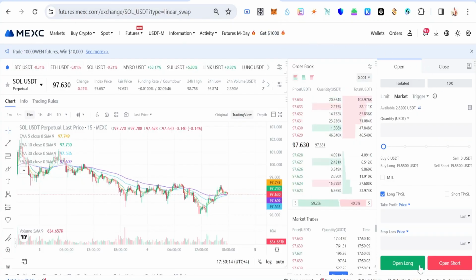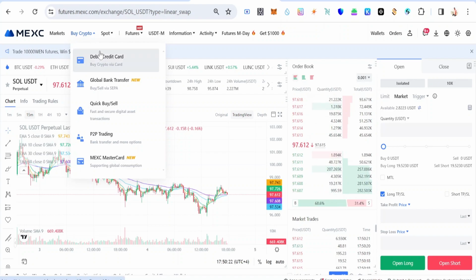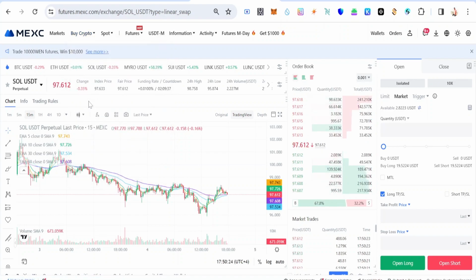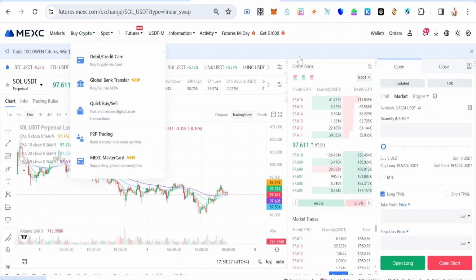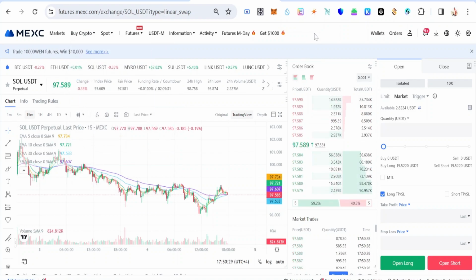Now once you have the account set up on Mexc Global, first you will need to purchase USDT. You can directly buy it on the platform using a debit card, global bank transfer, or P2P trading, or you can transfer USDT from your other wallets or centralized exchanges to Mexc Global.